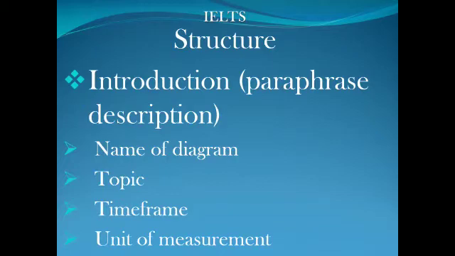The writing task 1 essay has 3 parts: the introduction, the overview, and the body. The task 1 essay has no conclusion. The job is done by the overview. We'll go into details and look at each of these parts of the essay that you're writing.